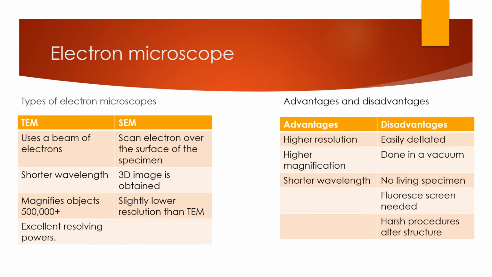Advantages and disadvantages of electron microscopes. An advantage is that you have a higher resolution, a higher magnification, and a shorter wavelength, so you get a better image. A disadvantage is that it's easily deflected because it uses a beam of electrons, which are very small particles. It has to be done in a vacuum, which means no living specimen can be viewed. A fluorescent screen is needed to see the results, and due to the harsh procedures, it could alter the structures of the internal organelles.